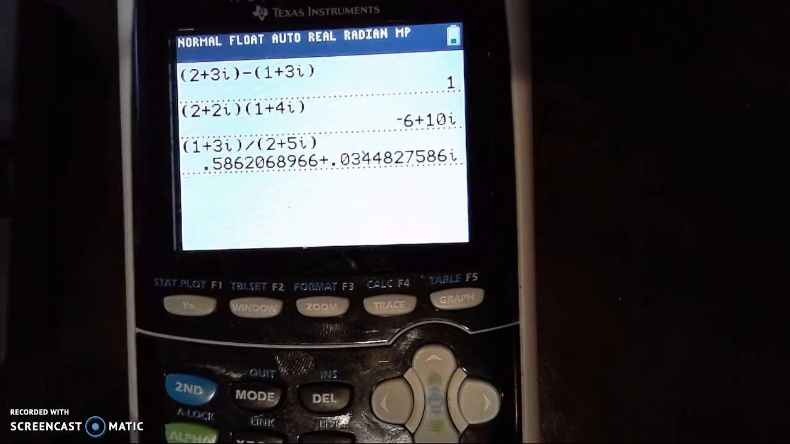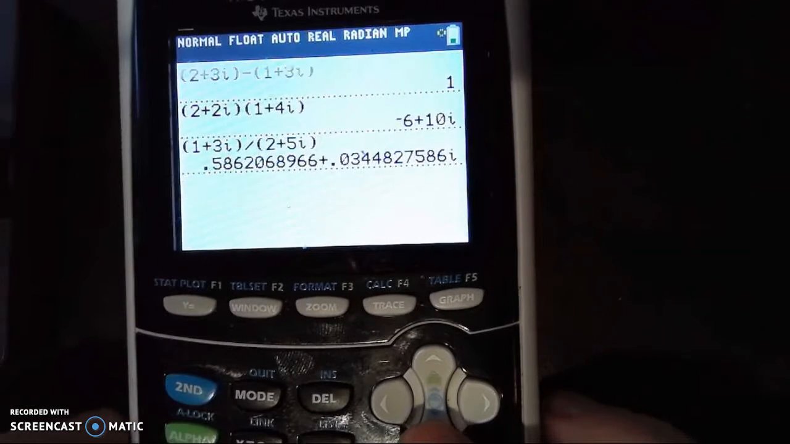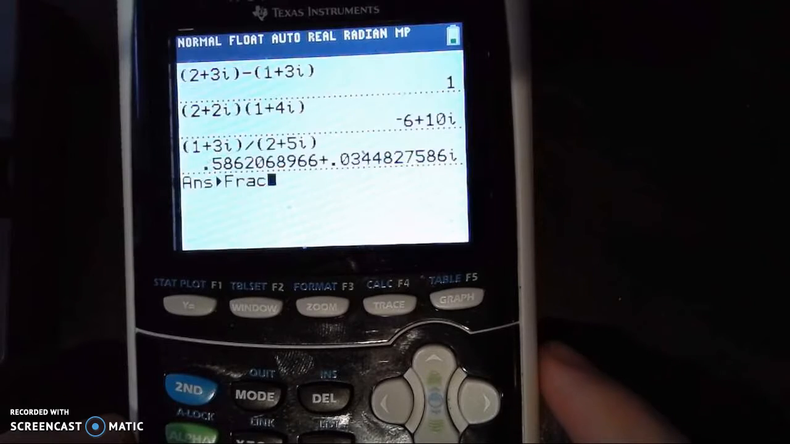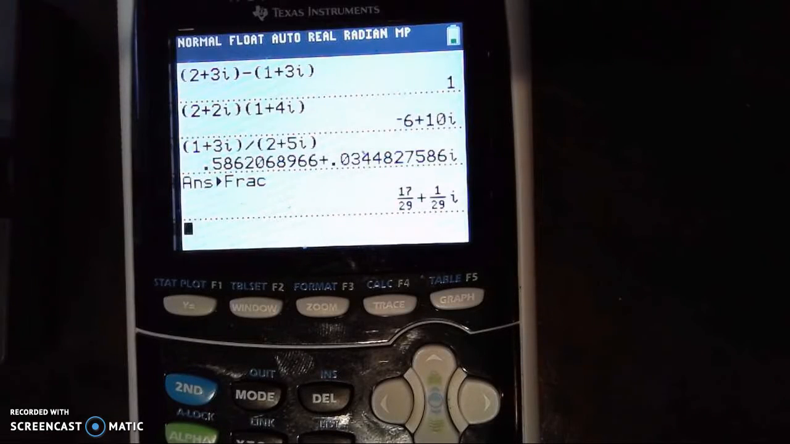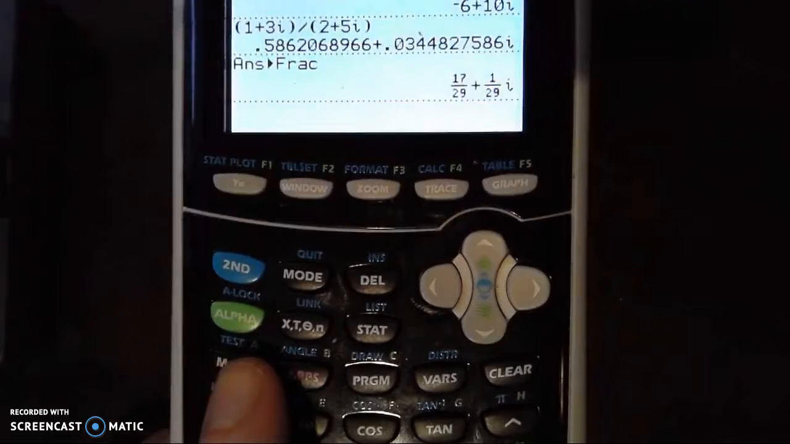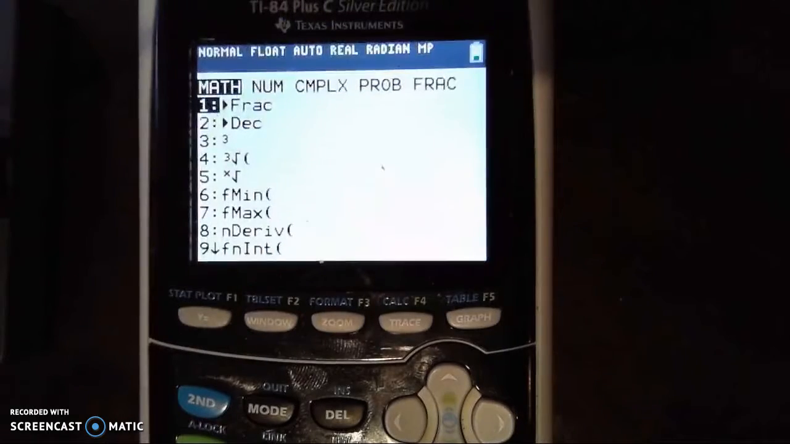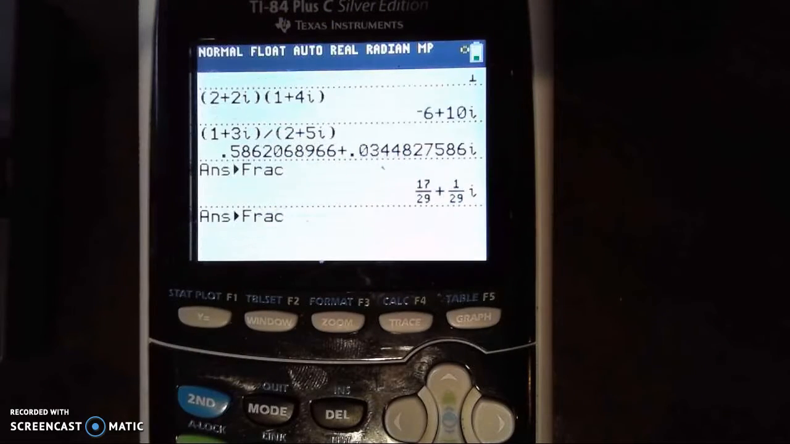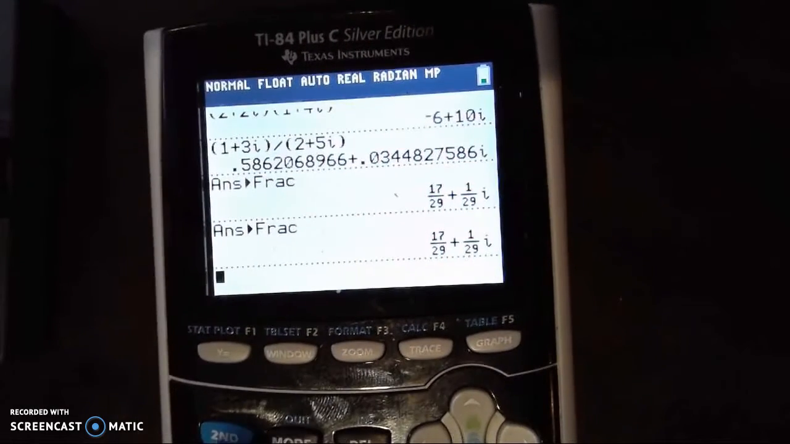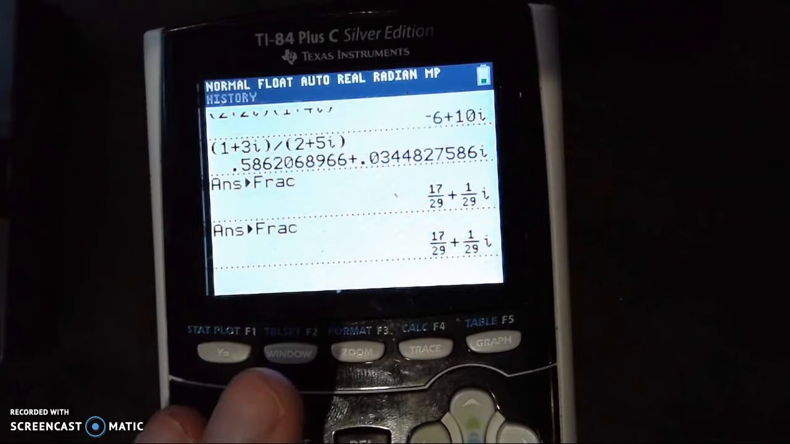Oh, that looks horrible. Let me see if we can straighten that out a little bit. If we go to math and fraction, oh, look at that. It changed it to a nice fractional answer. So basically, everything that we struggled so hard to do in that last video is kind of trivialized here. That last thing that I did was use the math menu to do a fraction. Pretty much everything just works out really nice on the calculator, so not a lot of big issues here.